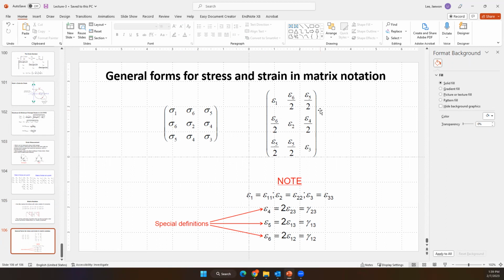In case of strain, at that time we use epsilon 1, 2, 3, epsilon 4 is 2 times epsilon 23, epsilon 5 is 2 times epsilon 13, epsilon 6 is 2 times epsilon 12, because it is related to the displacements 2-3, 1-3, and 1-2. So 2 times epsilon 4 is 2 times the strain 2-3. Do you understand? This is kind of a convention.